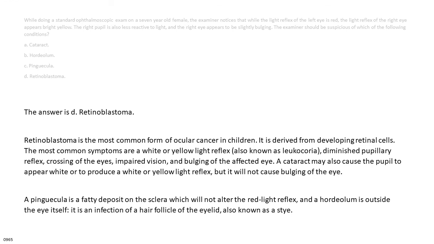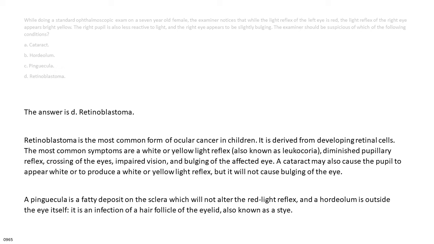The answer is D. Retinoblastoma. Retinoblastoma is the most common form of ocular cancer in children. It is derived from developing retinal cells. The most common symptoms are a white or yellow light reflex, also known as leukocoria, diminished pupillary reflex, crossing of the eyes, impaired vision, and bulging of the affected eye.